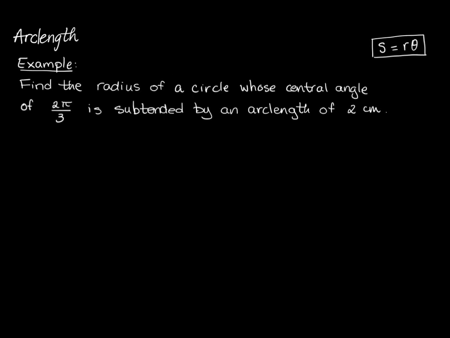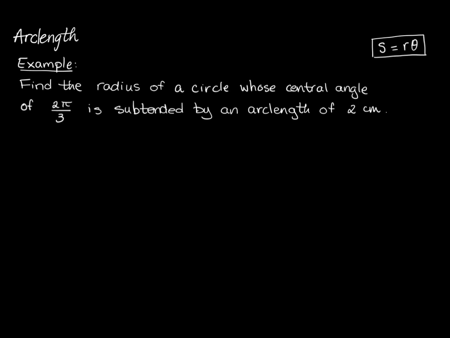Okay, let's take a look at what happens if we have different pieces of information, and we kind of need to flip this formula on its head a little bit. Find the radius of a circle whose central angle of 2 pi over 3 is subtended by an arc length of 2 centimeters. Okay, so there's that word subtended again. Remember that an angle is subtended by an arc length. An arc length, S, subtends an angle. Here we have an angle being subtended by an arc length. So that means that the angle is cutting off the arc length, or cutting out the arc length.